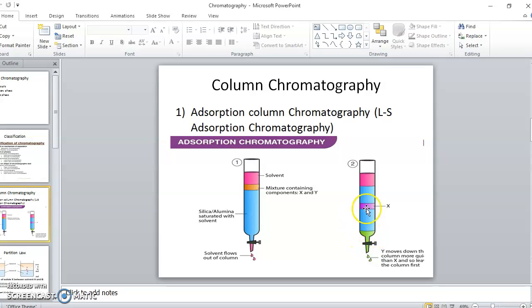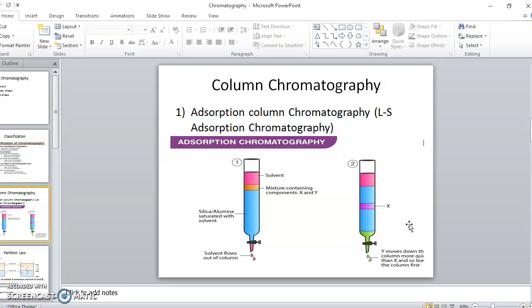So here you have X, while at the bottom you have the next component Y. So here the two components X and Y get separated. X is at the top because it has higher adsorption, while Y has a lesser rate of adsorption. So the components get separated. It is based on the mechanism of adsorption, or you can say it is based on differential rates of adsorption. Different components have different rates of adsorption. That's why they get separated.